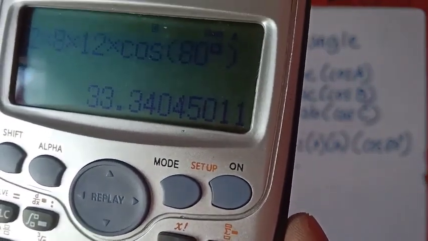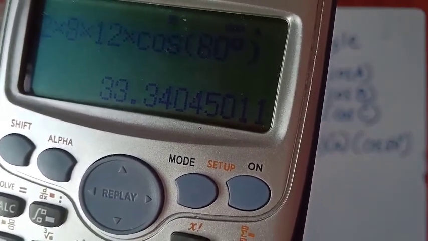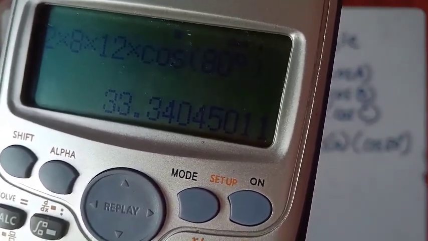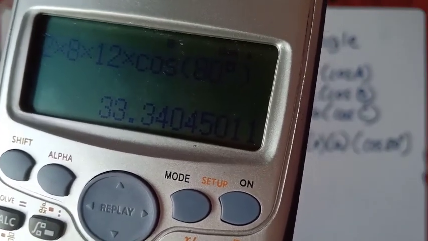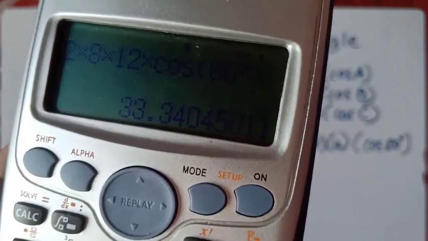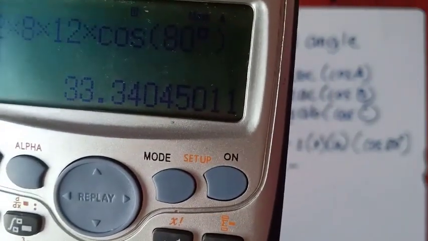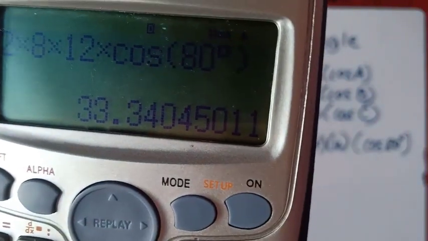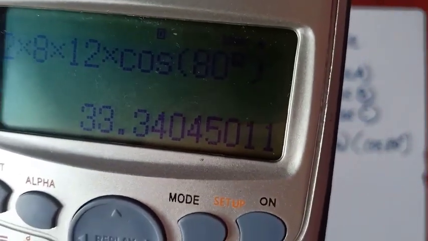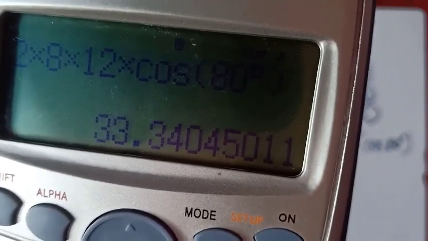So we have 33.34045. So do not forget, class, if this is not yet the final answer, you need to have 4 decimal places in the given answer. You need to have 4 decimal places. Most of the trigonometric books have 4 decimal places if that's not yet the final answer, so that your answer will be near to the exact answer. Most of the answers in sine law and cosine law, class, are approximate answers.